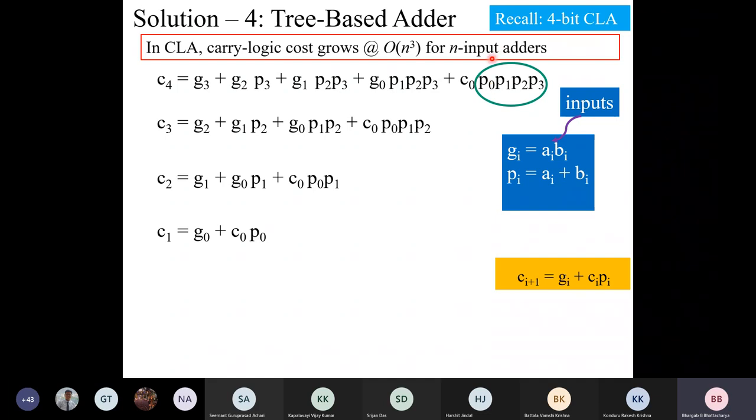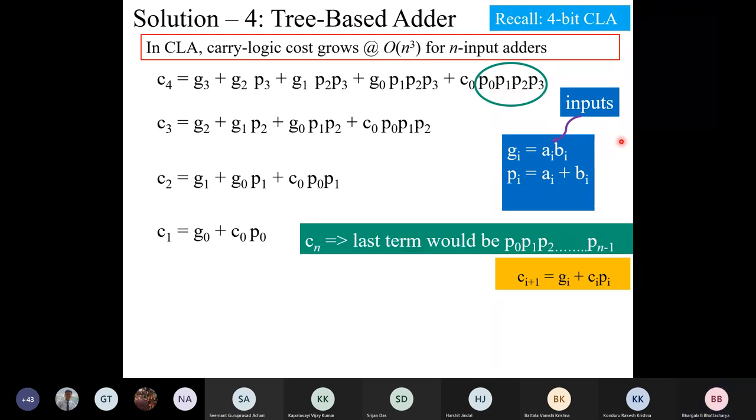Okay. So look at this term. This is the product of all these p terms, right? P0, P1, P2, and P3. So if I have Cn, the nth carry, in case of an n bit adder, then this term will grow as P0, P1, P2 up to Pn minus 1, right? And this is the most complex term in this entire expression. If you look into all these expressions, this is the most complex term here, right? This is the largest term.